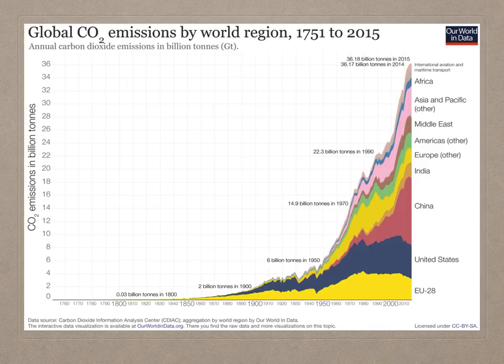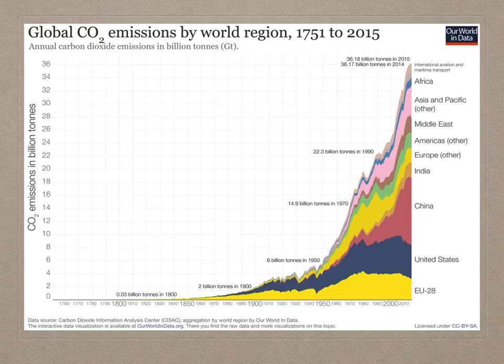through time. This is from 1751 to 2015. The different colored regions here are the countries, and you can see that presently China is the largest contributor to CO2 emissions. The United States was, up until a few years ago, the largest contributor of CO2. The European Union is also a significant contributor.